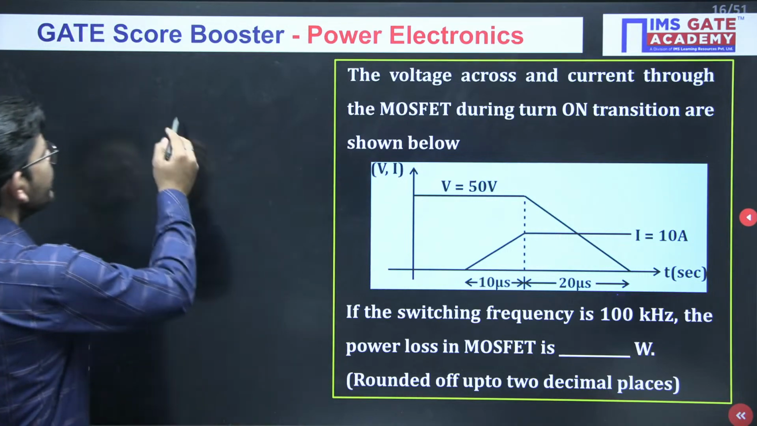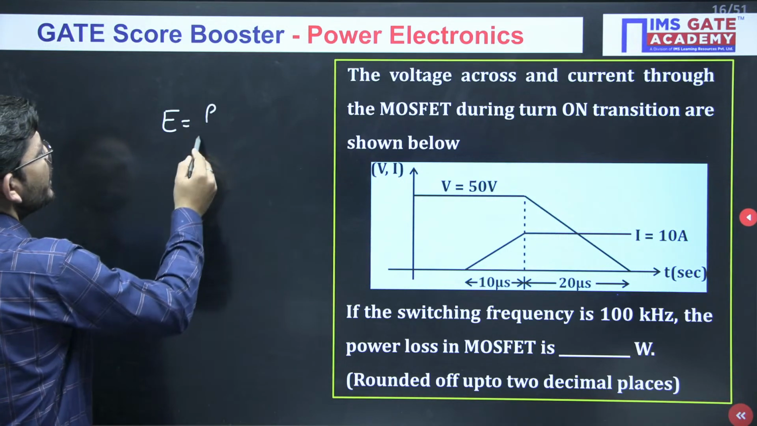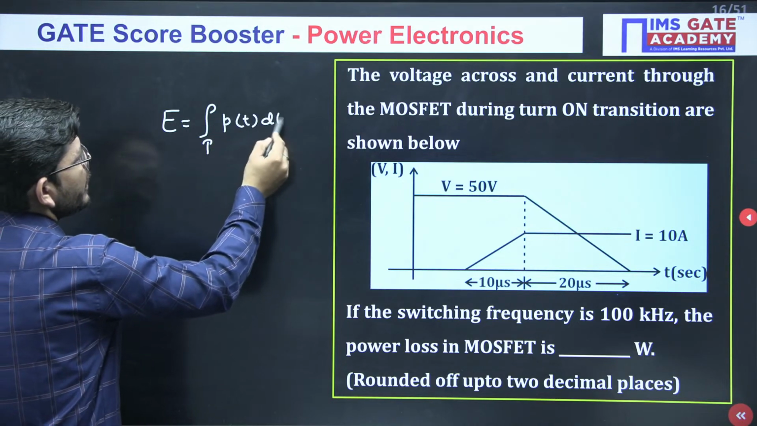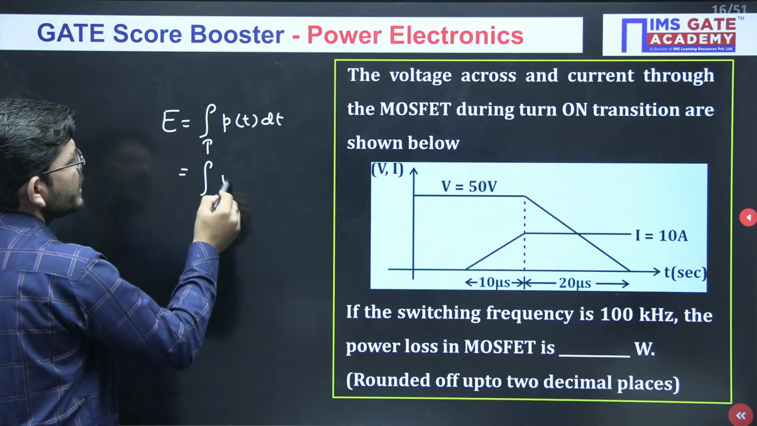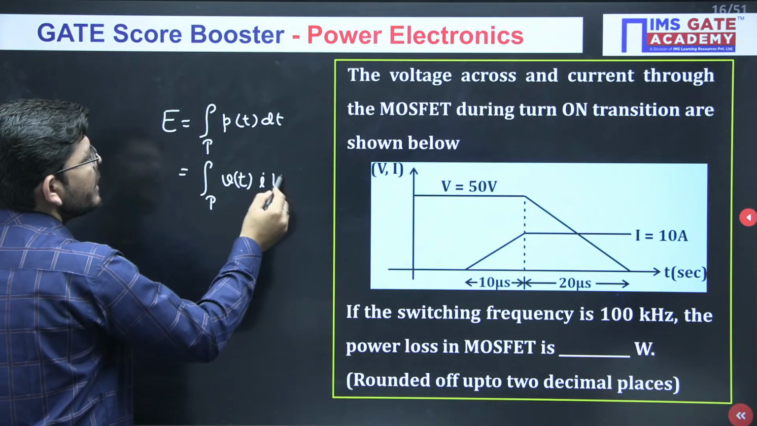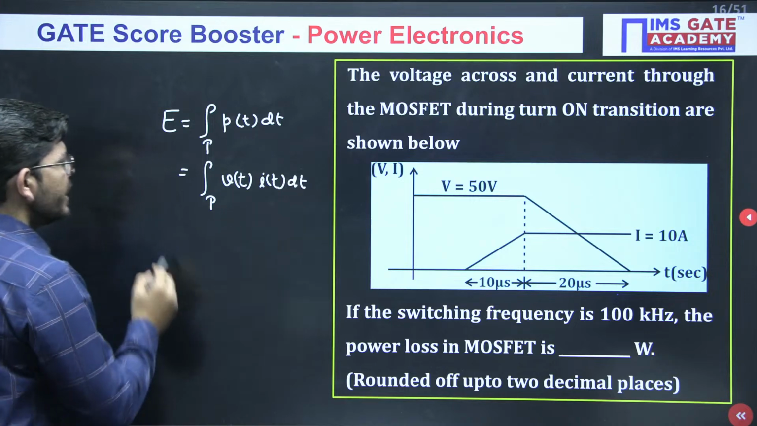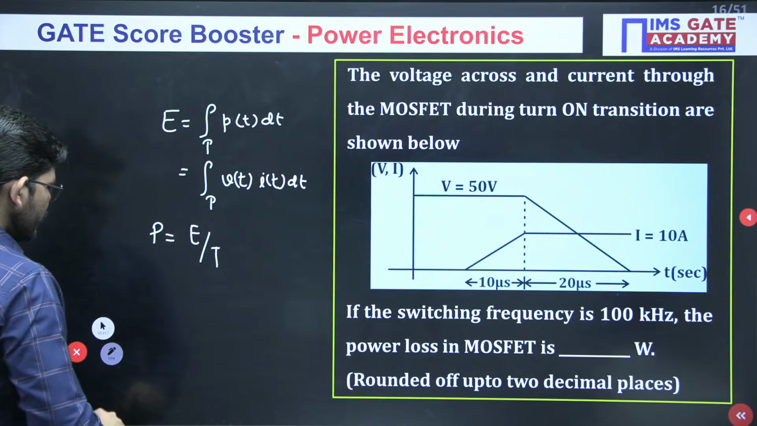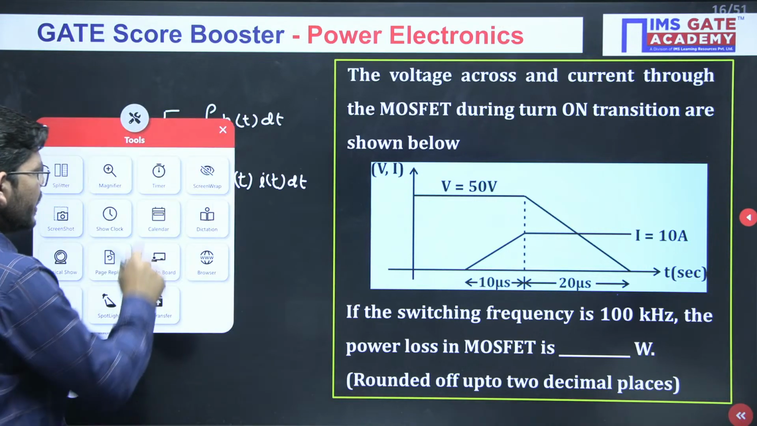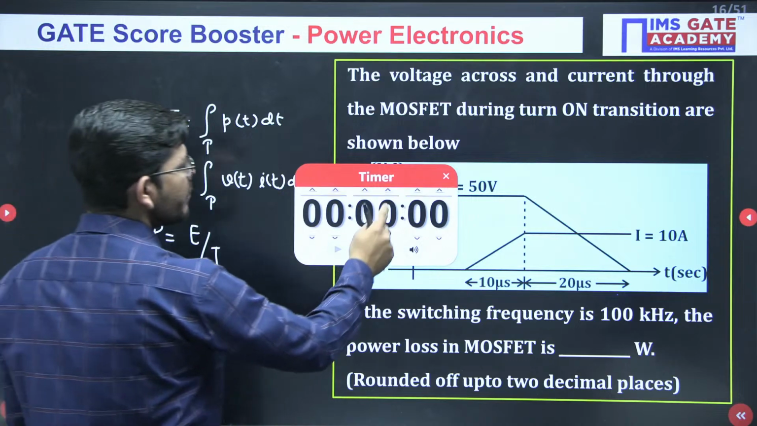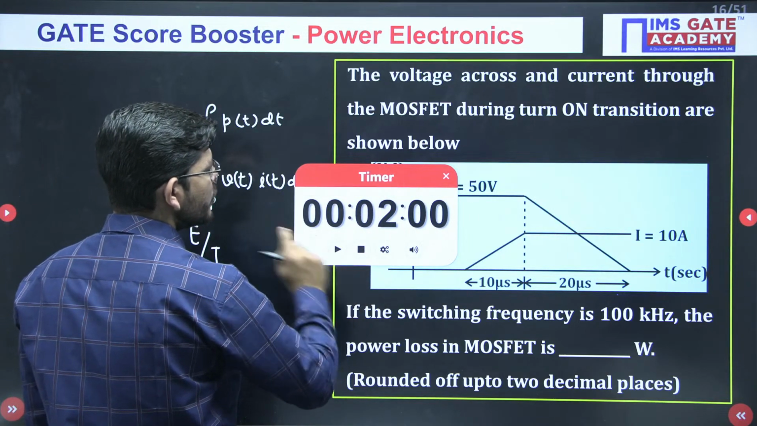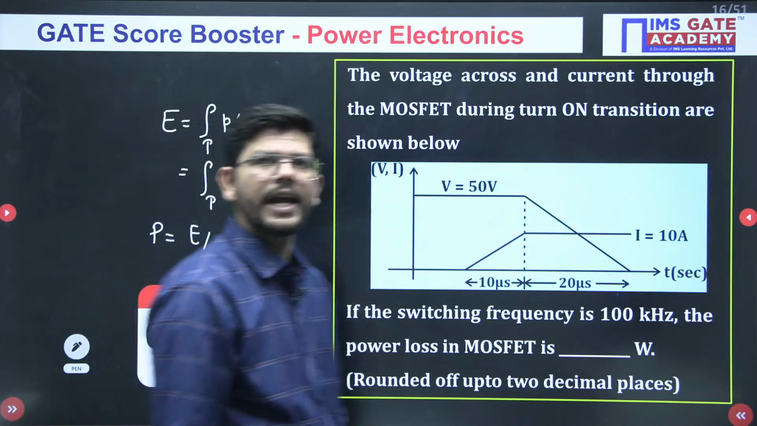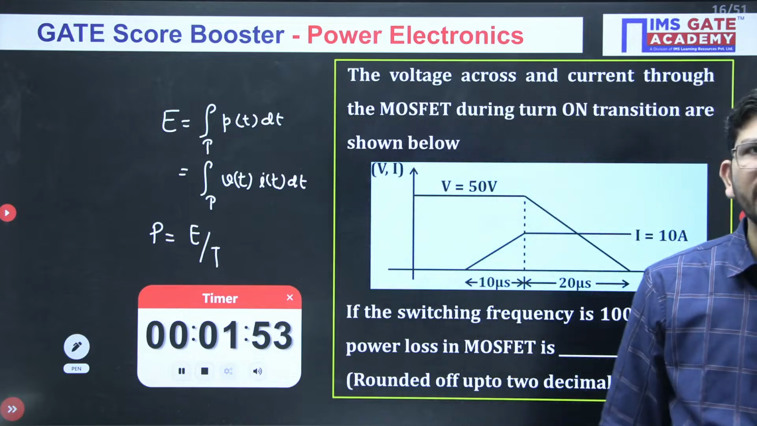So how to calculate energy? You can calculate the energy by using this formula. And what is PT? PT is basically Vt into It dt. So this is the hint. And then power will be energy over time period. Now I have given you this hint on how you can approach this question. Now it's up to you. Let me see if you can solve this question or not. Take your time and don't be in a hurry. I want the correct answer.